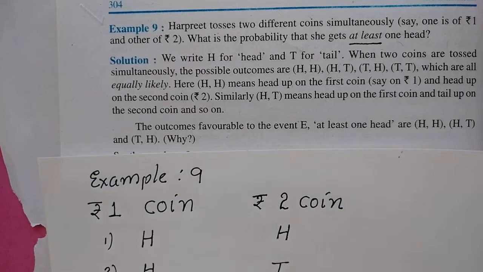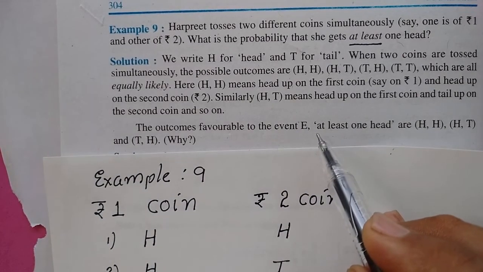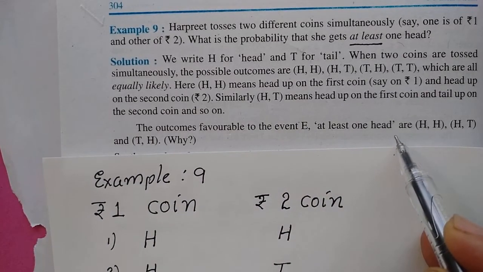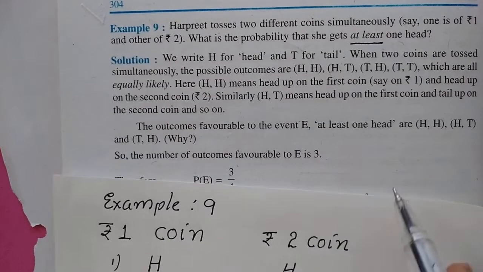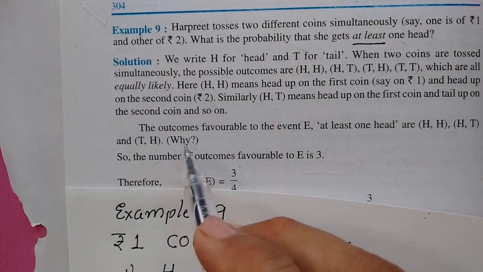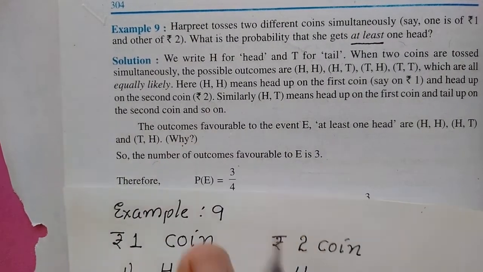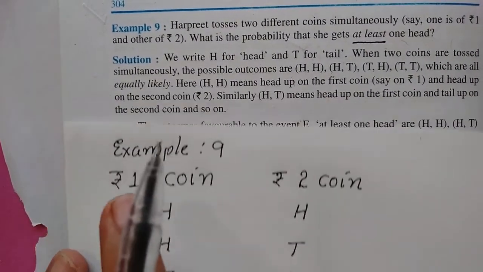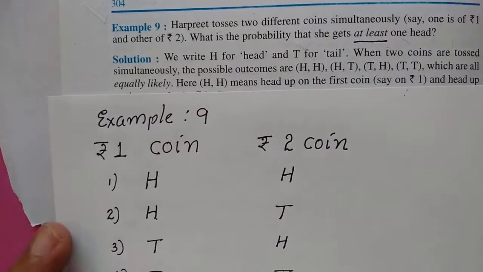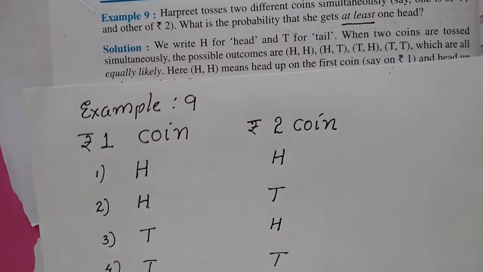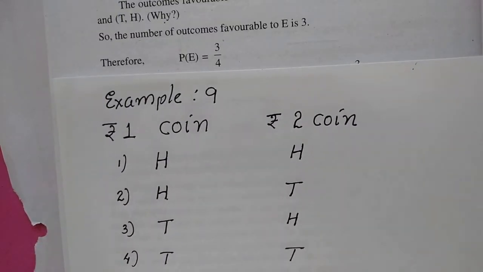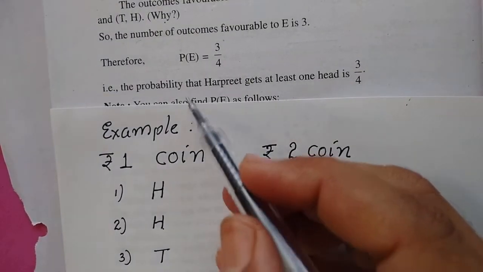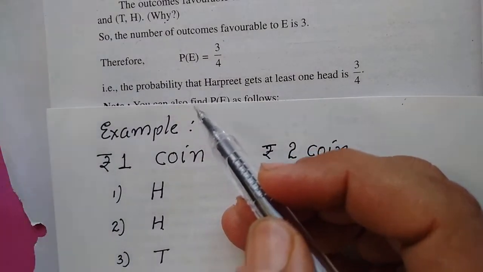Let us start. The outcomes favorable to the event E, at least one head, are this one, this and this written here: HH, HT and TH. Why? That answer here for why, explained here children. Now further let us write. Now children, second thing is very easy. Now children, here I am explaining it, but this is example number 9 children.